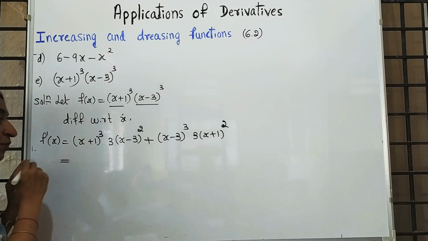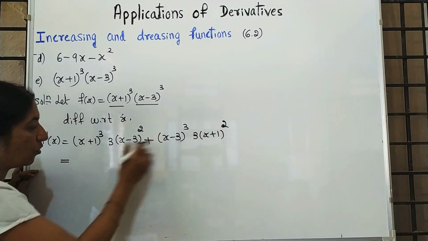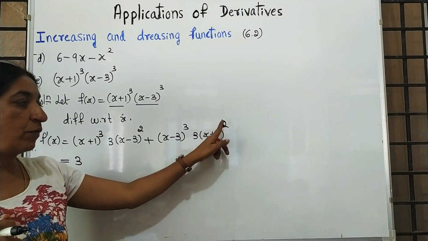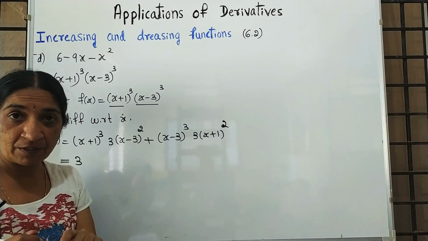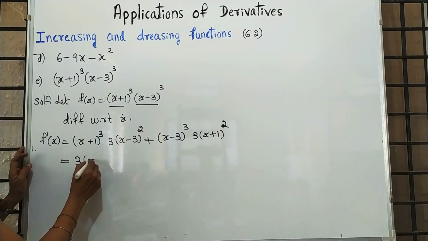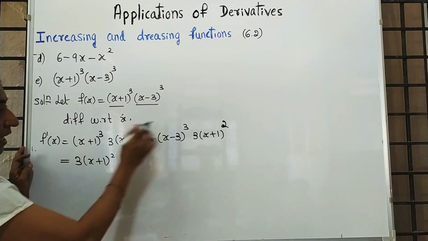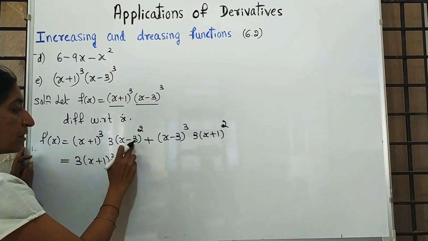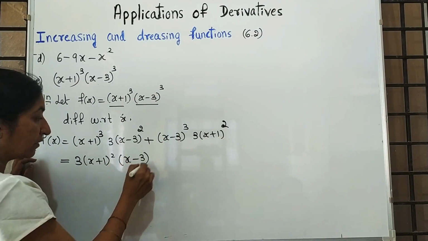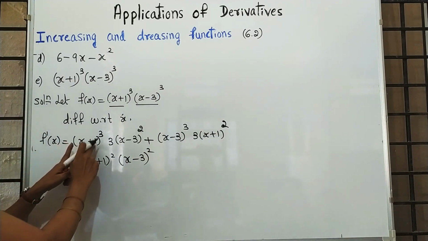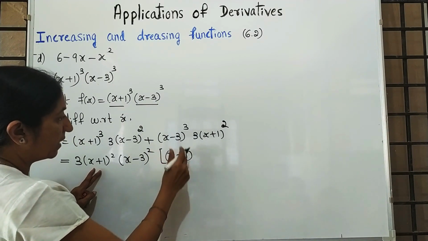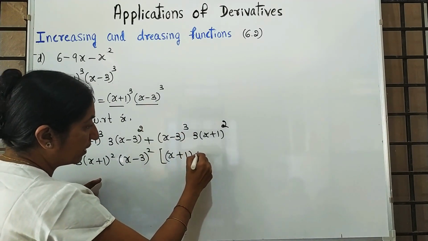Now, what can we take common? First, 3 is common. Here it is x plus 1 whole cube, there it is x plus 1 whole square. Which one is the least? Take that as common: x plus 1 whole square. It is 3 and 2 terms common. Here it is x minus 3 whole square, x minus 3 whole cube. That means x minus 3 whole square is common. See, out of 3 we took 2 common, 1 term is remaining. And here also out of 3 we took 2 common, 1 term is remaining.